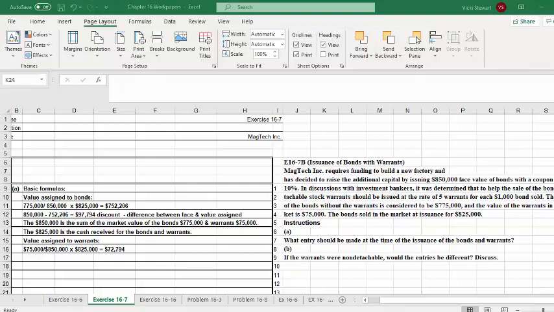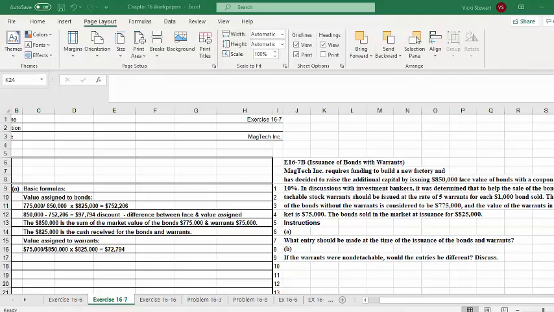This is a demonstration of Exercise 16.7b, Issuance of Bonds with Warrants. MagTech Inc. requires funding to build a new factory and has decided to raise the additional capital by issuing $850,000 face value of bonds with a coupon rate of 10%.